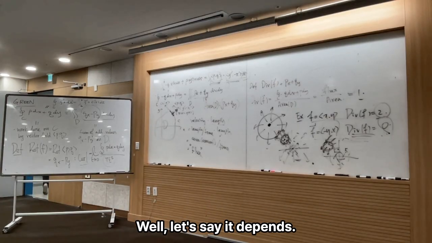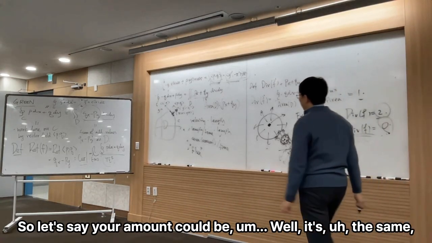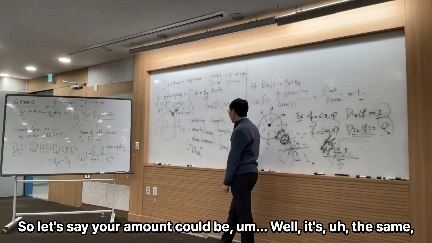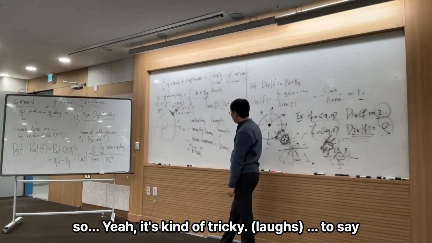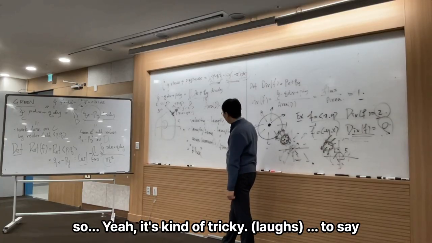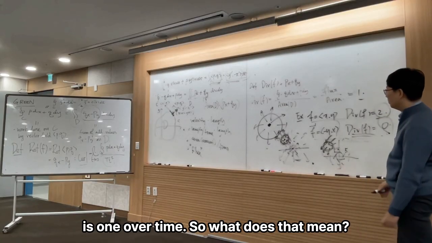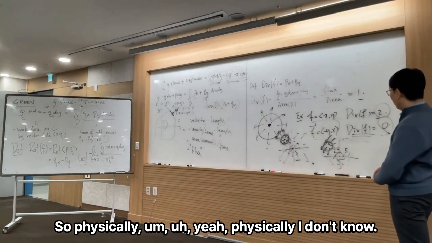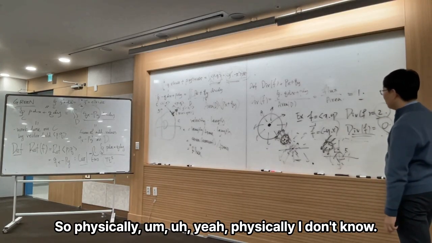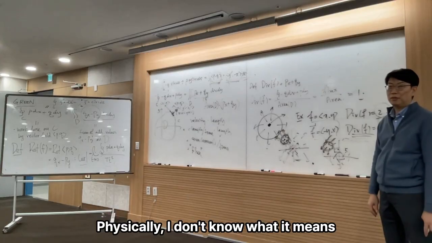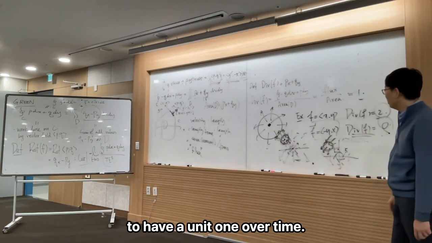Well, let's say it depends. So let's say your amount could be, well, it's the same. It's kind of tricky to say the unit of divergence is 1 over time. So what does that mean? Physically, I don't know what it means to have a unit 1 over time.